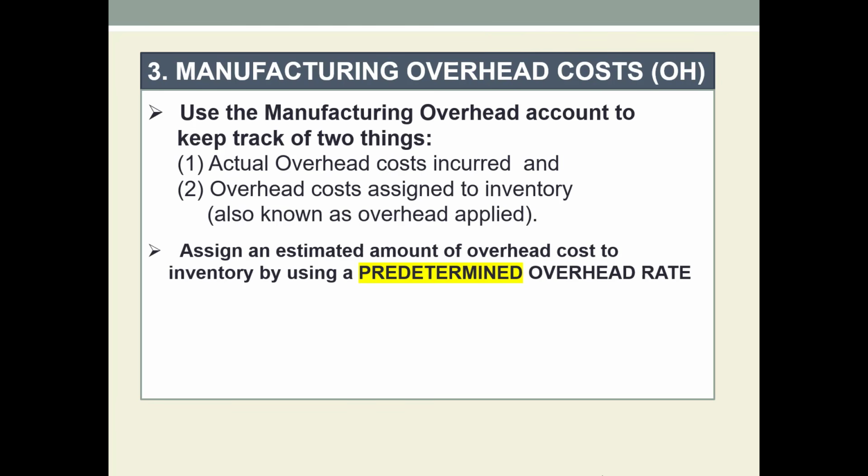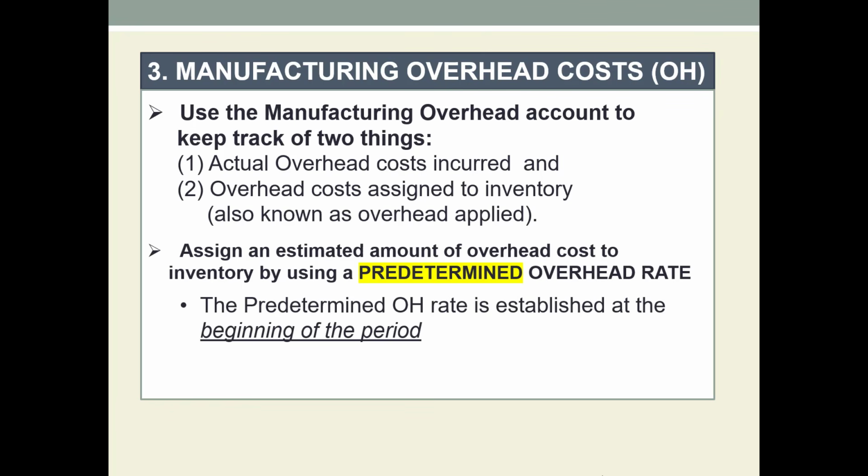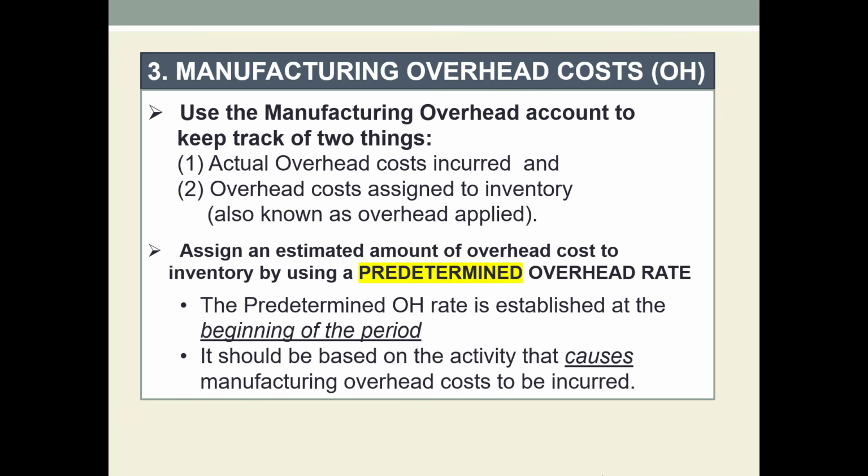Now we will assign an estimated amount of overhead cost to inventory by using a predetermined overhead rate. And I've highlighted the word predetermined. That's because it is established at the beginning of the period. It will be used throughout the period, and it should be based on an activity that causes overhead to be incurred. So you might use labor hours, and that would mean the more labor hours that are worked, the more electricity that is used, the more production supervisors we need, the more floor space that we need.